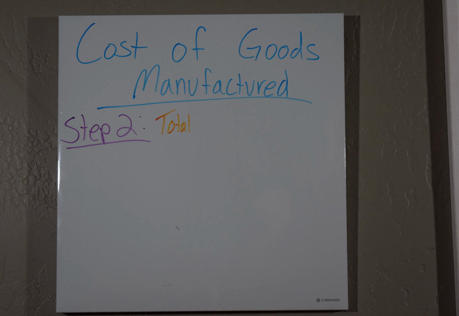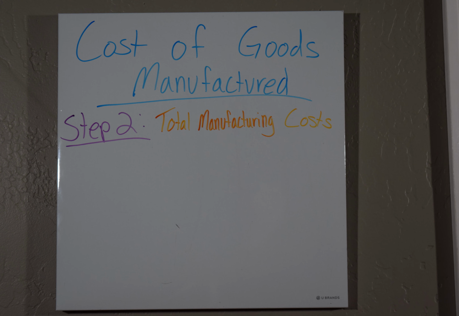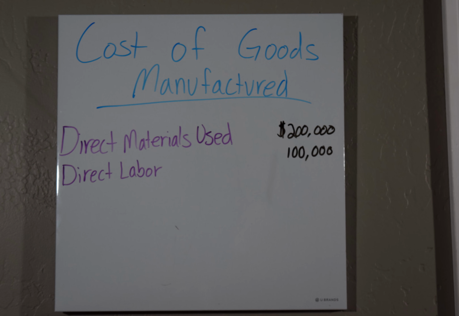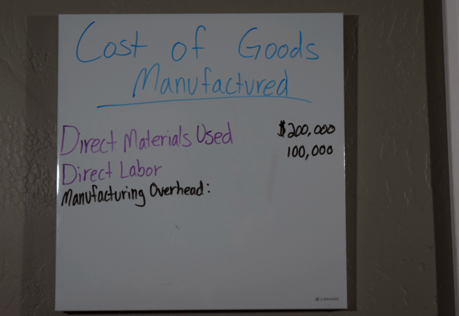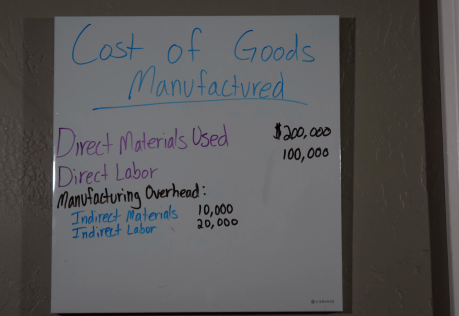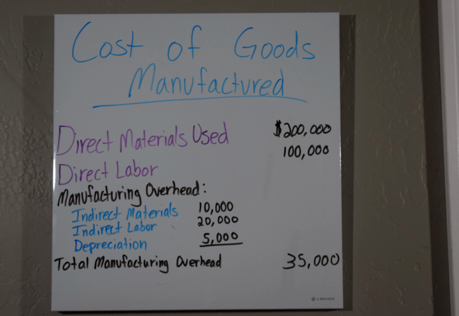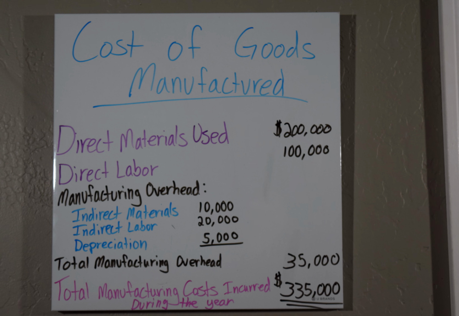Step 2. Calculate total manufacturing costs incurred during the year. The setup for this calculation is the direct materials used plus direct labor plus manufacturing overhead, which we discussed previously. So for example, indirect materials, indirect labor, depreciation, insurance, and property taxes. Once you add these, this will be your total manufacturing overhead. Add all of this and you will get your total manufacturing costs incurred during the year.